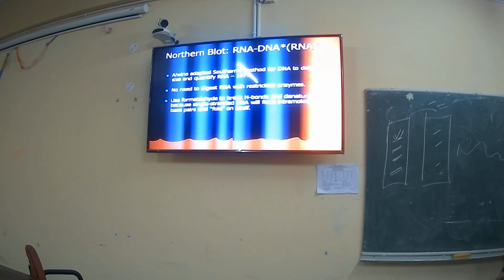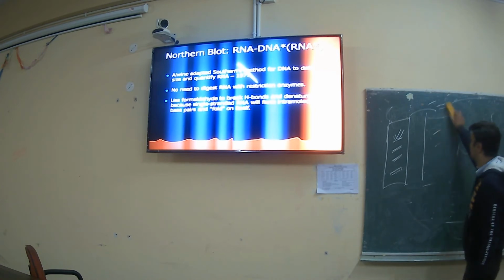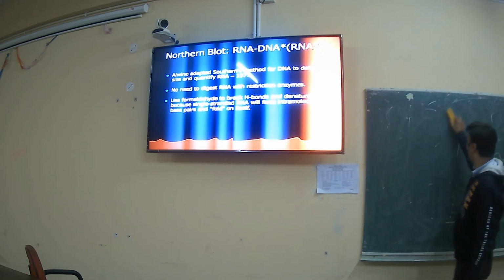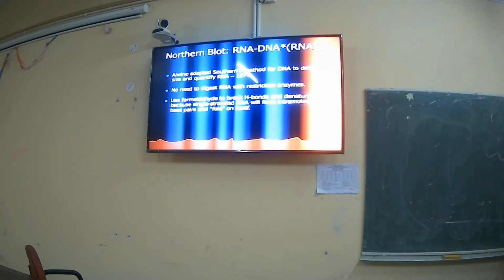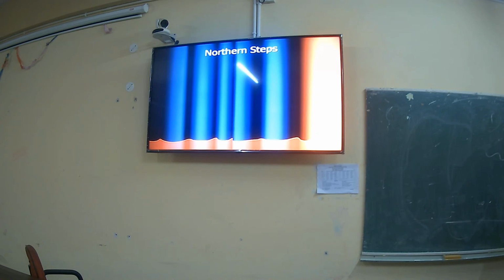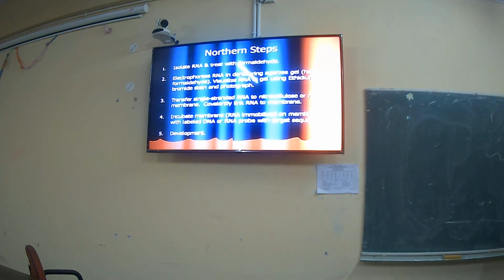Next is to use formaldehyde to break down the hydrogen bonds and denature RNA, because RNA has a tendency to make its secondary structure. So before electrophoresis, it is a must to keep that RNA in single stranded form, and that will be done by formaldehyde, HCHO. Then the steps of Northern blot: isolate RNA and treat with formaldehyde.